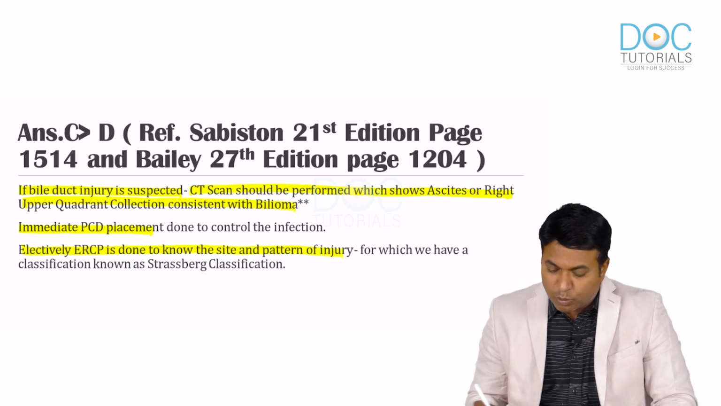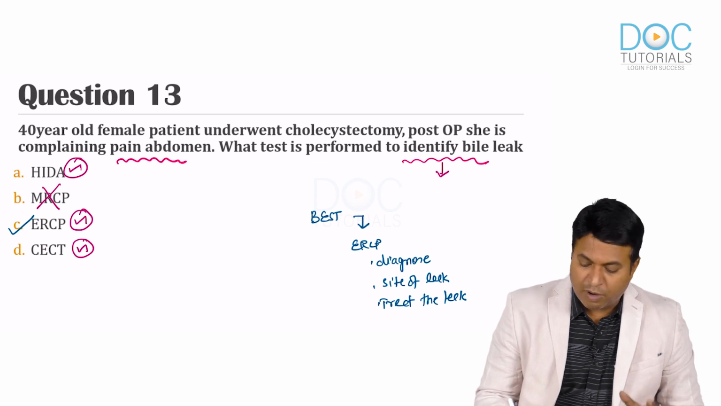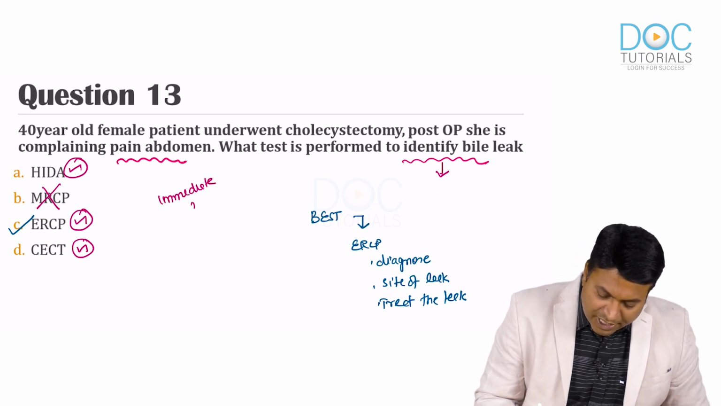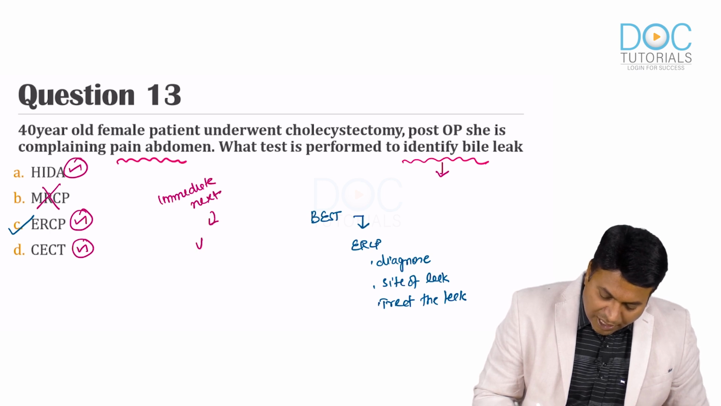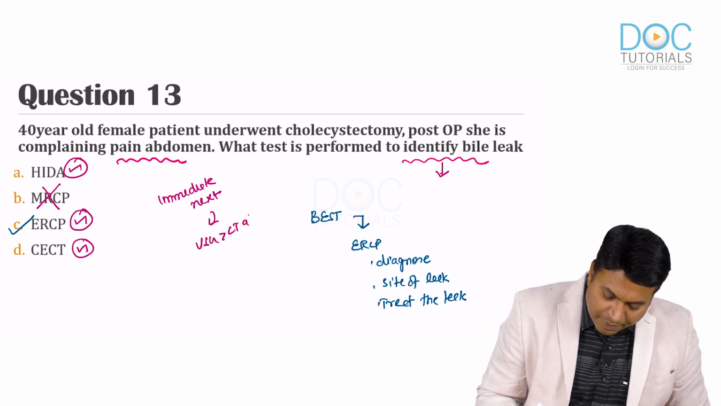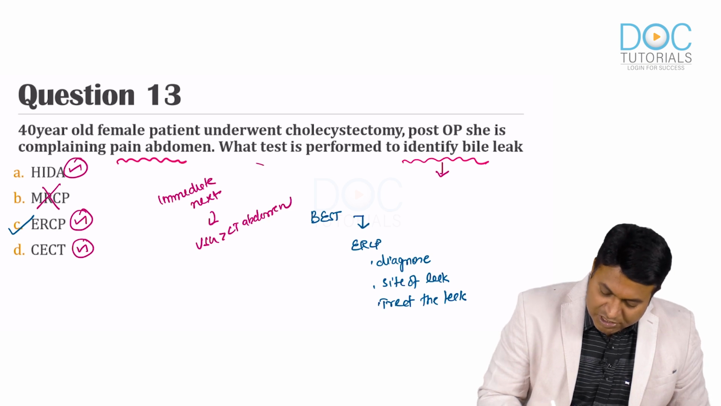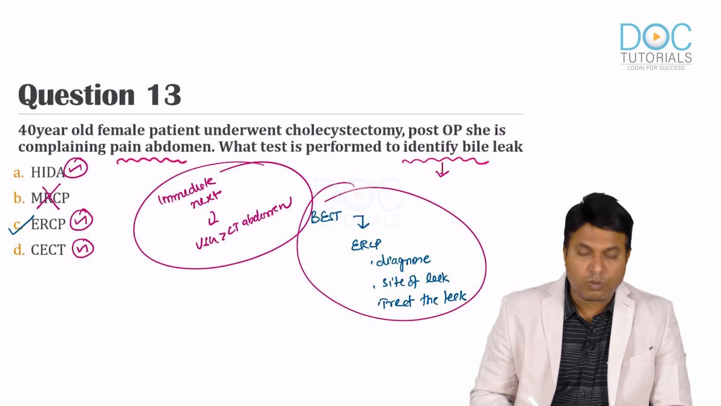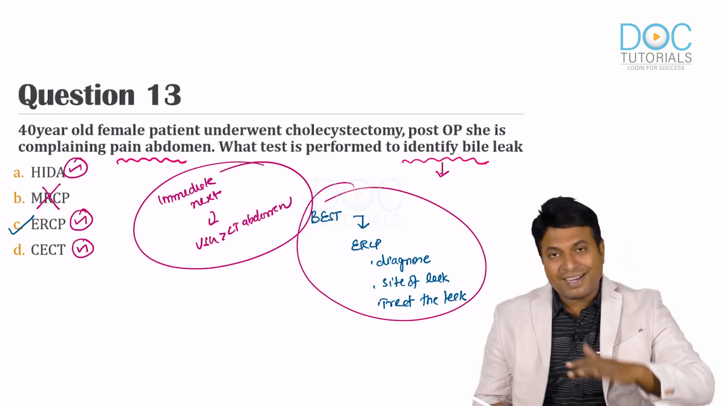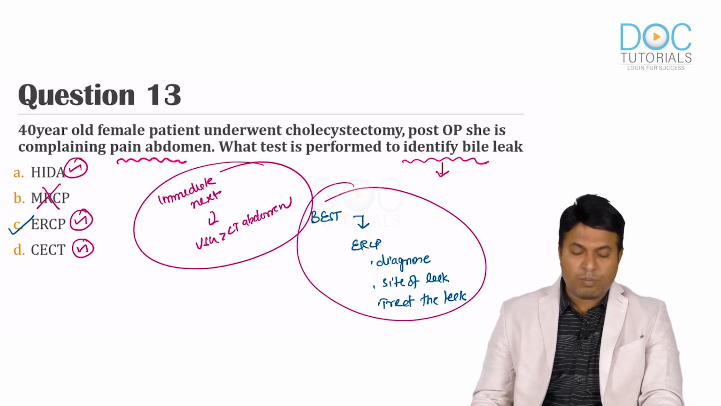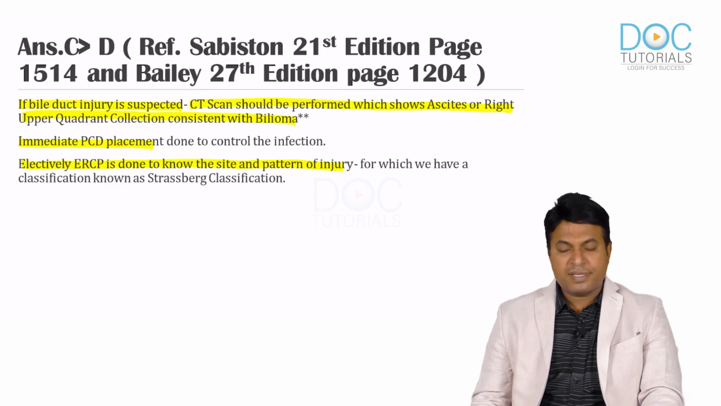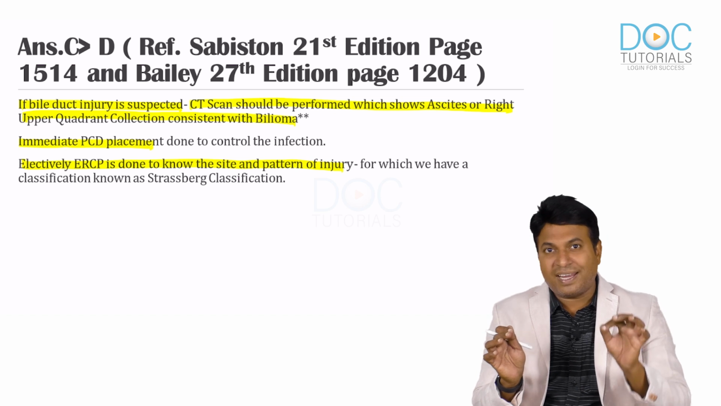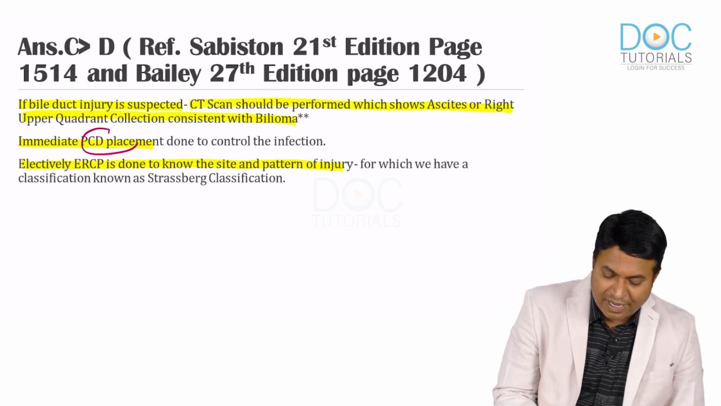Please remember, if the question asked which is the immediate next investigation to be done, it is usually ultrasound or CT abdomen. That is the immediate next investigation, but they didn't ask like that. They didn't ask even the best investigation. So best is ERCP, immediate next is ultrasound followed by CT abdomen. CT abdomen is much better than ultrasound to identify the collection, and under ultrasound or CT guidance we can put a percutaneous drainage.